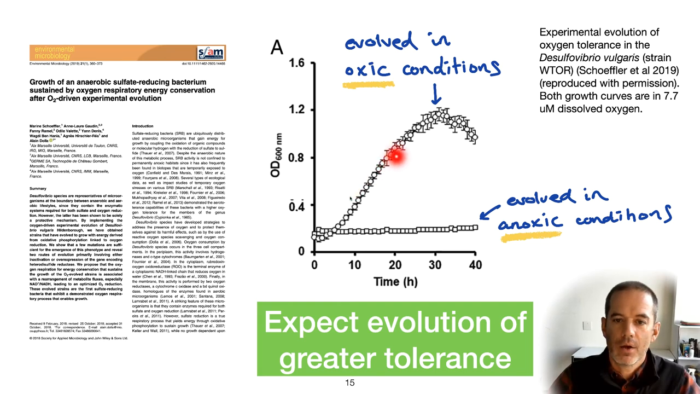So here we have the growth rate of a population of sulfur bacteria that's been evolved in oxic conditions and grown in oxic conditions. And here we have, well, no growth of the population that was evolved in anoxic conditions and then grown in oxic conditions. So we do expect the evolution of greater tolerance.